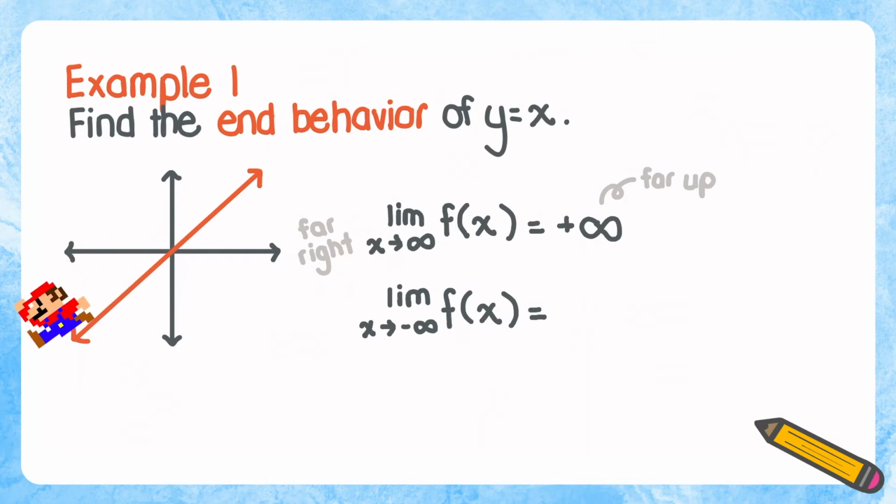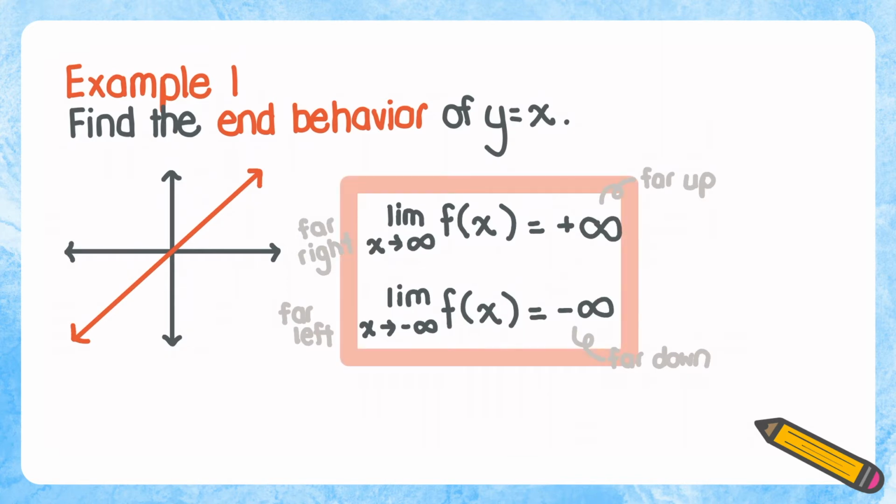He's going more and more down, so he's approaching negative infinity. So the limit of this function as x approaches negative infinity is negative infinity because we're moving far down. The more left we go, the more down we're going. So x approaching negative infinity talks about going to the far left, whereas the equals negative infinity talks about going far down.